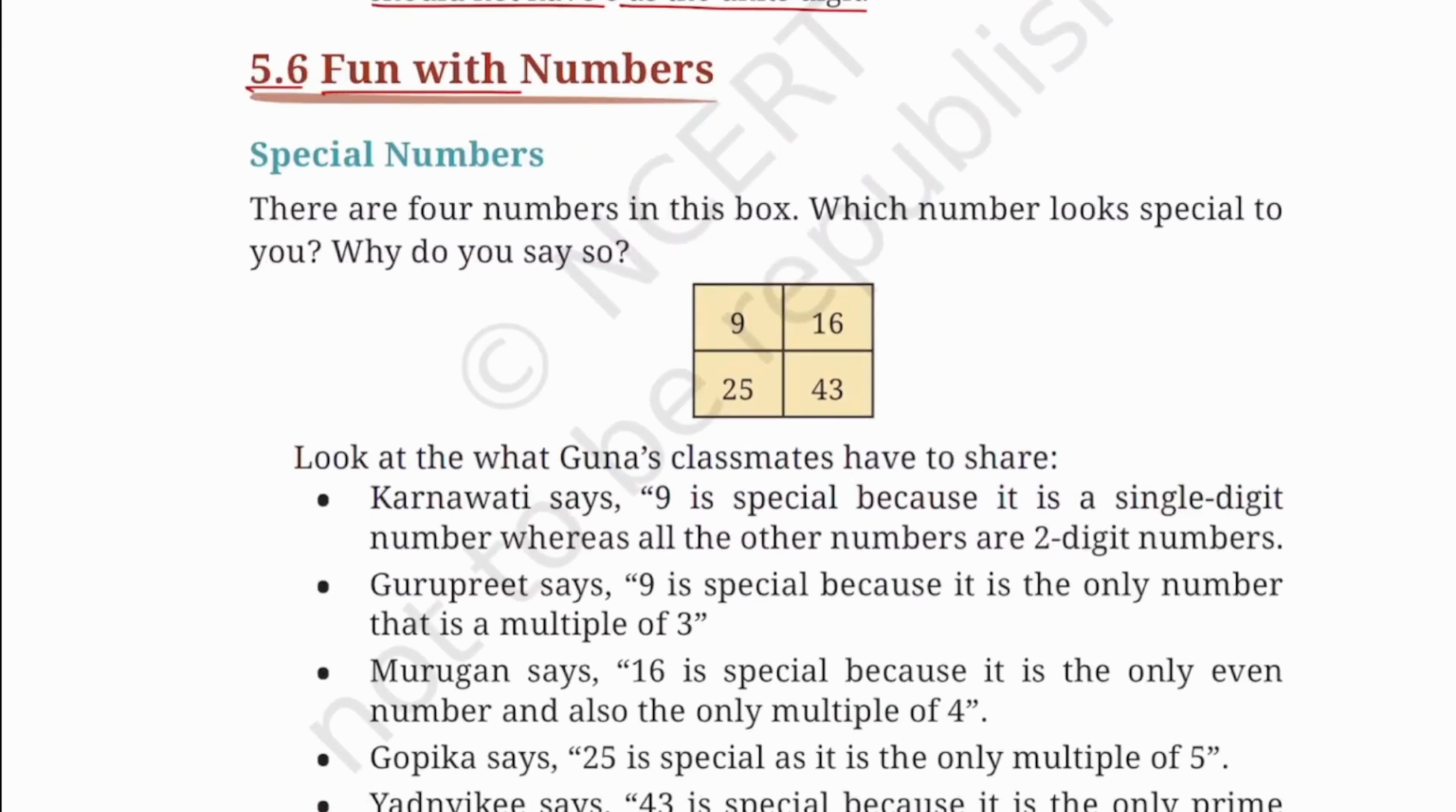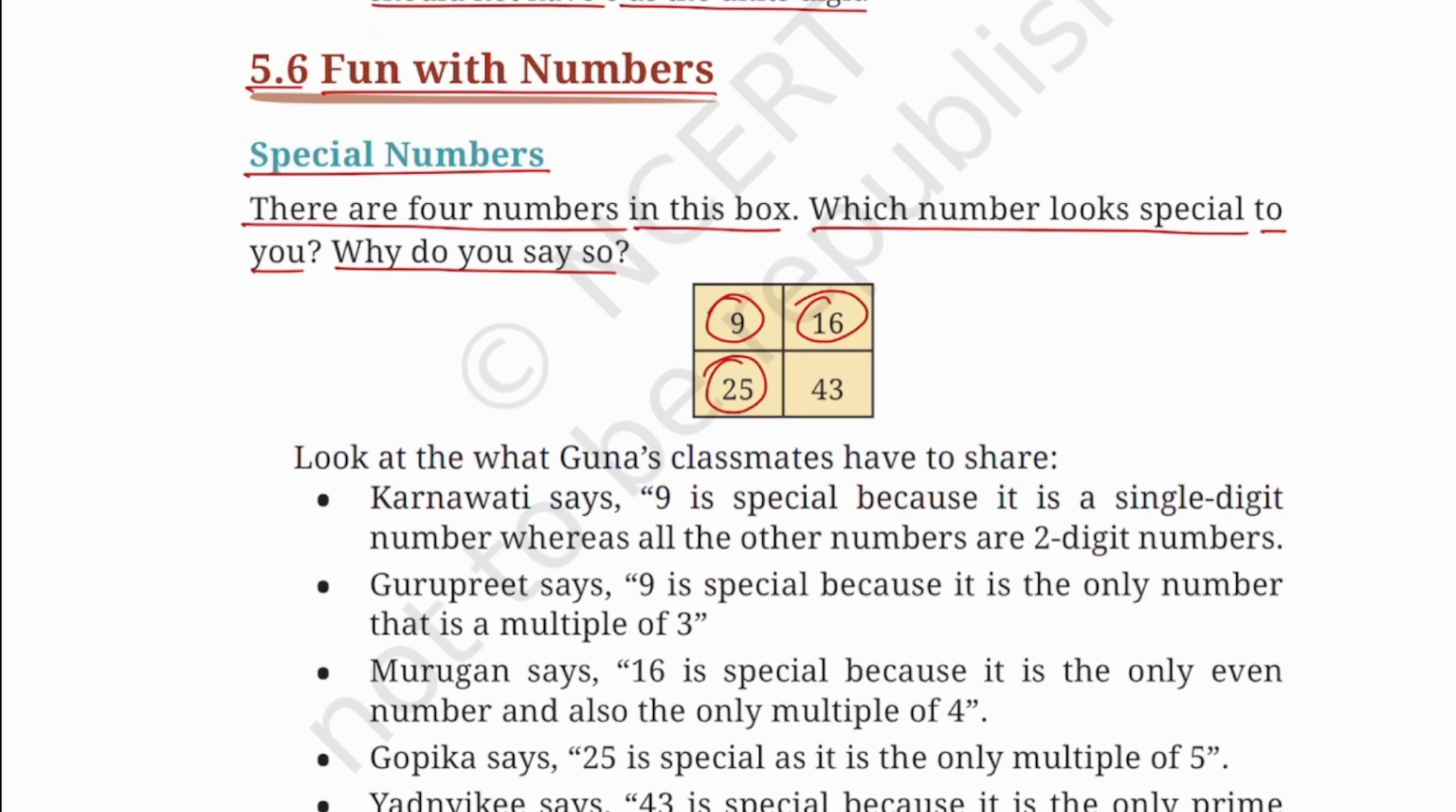5.6. Fun with numbers. Special numbers. There are 4 numbers in this box. Which number looks special to you? Why do you say so? You can see this is 1 digit, this is 2 digit, 2 digit, 2 digit. Other way of seeing this, you can see these numbers are perfect squares, but 43 is not.